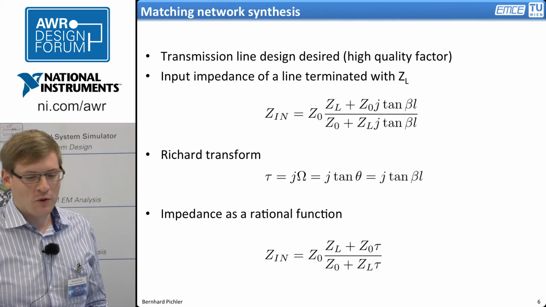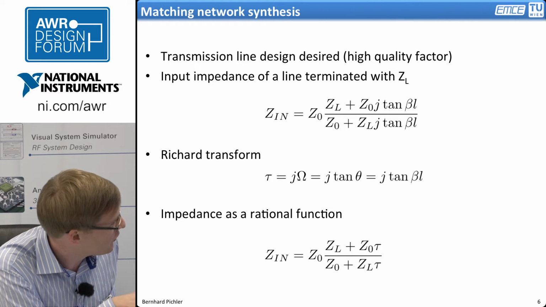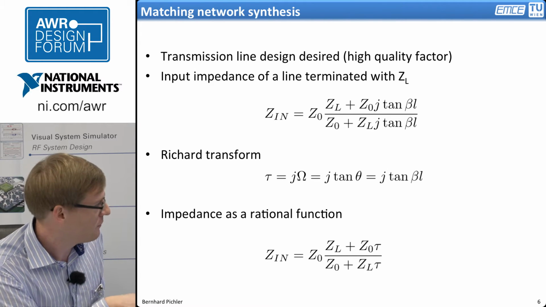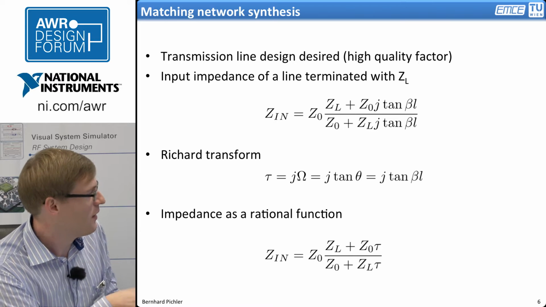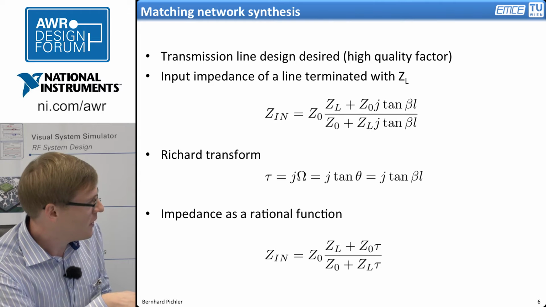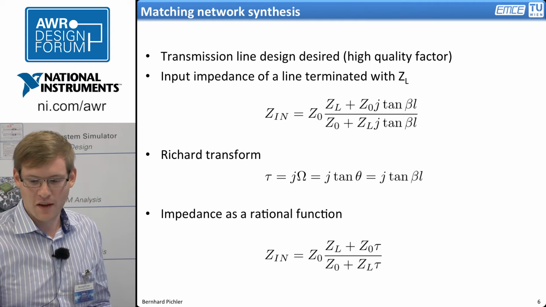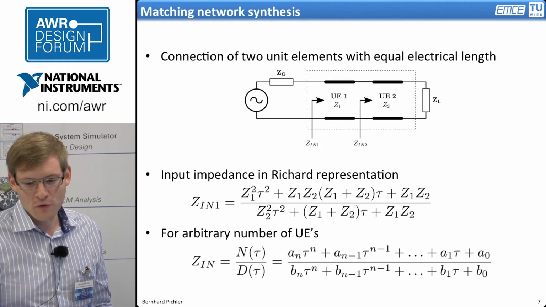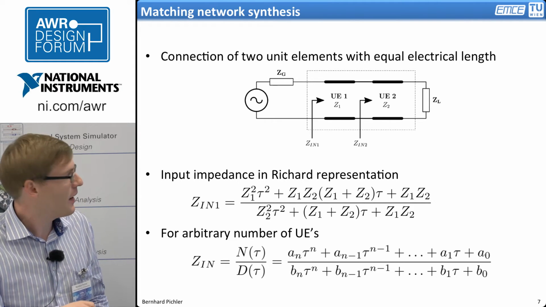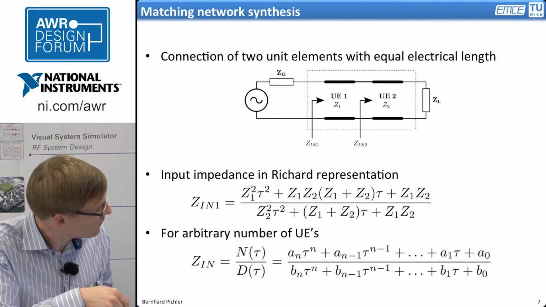So if you apply the so-called Richards transform, you can set j tangent beta L to the Richards variable tau. So you end up with a rational function for the impedance of your transmission line terminated by an impedance. And this is very handy because you can easily put a rational function into any optimizer or computer-aided design process. And this is again true if you use two transmission lines with equal length in series connection. So you can again write down the input impedance as a rational function.